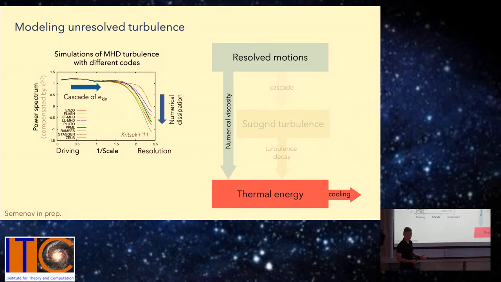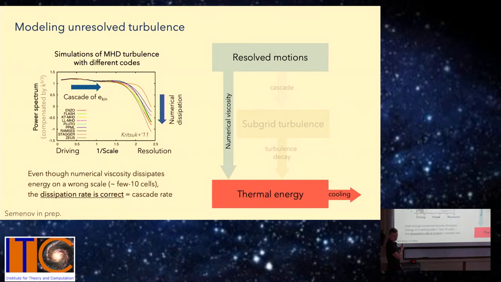And this is a generic property of any turbulent flow. The cascade rate and the dissipation rate in the turbulent flow will not depend on the viscosity. Viscosity sets the scale on which dissipation happens, right? So if we decrease the viscosity, then the turbulent cascade will extend down to smaller scales until viscosity becomes important. So viscosity does set the scale at which dissipation happens, but the rate of dissipation is set by how much energy cascades from larger scales. This means that even though numerical viscosity dissipates energy on the wrong scale, at the resolution scale, the rate of dissipation is actually physical, and it's set by the energy cascade from large scales, right?